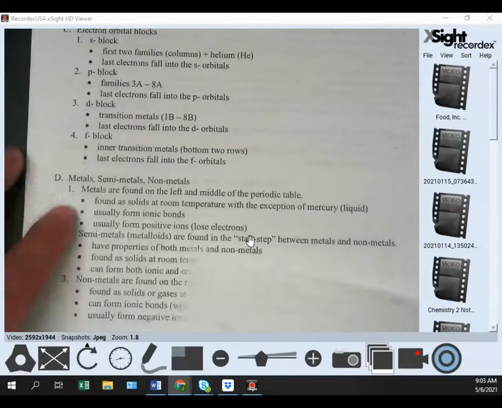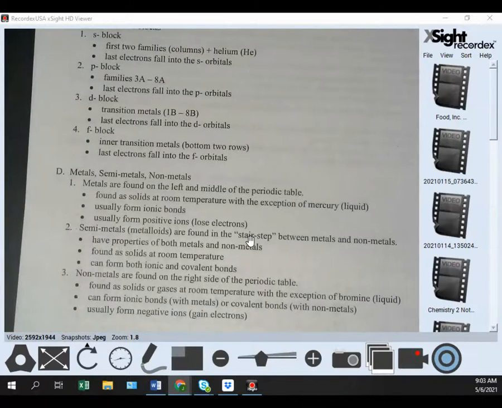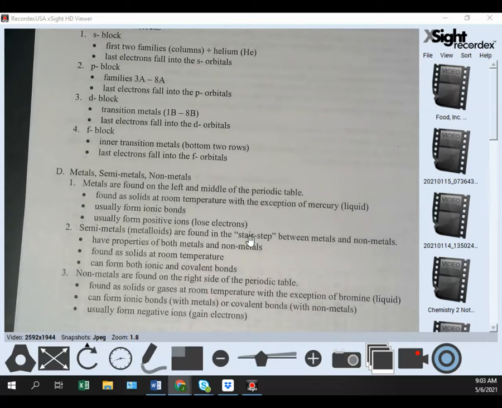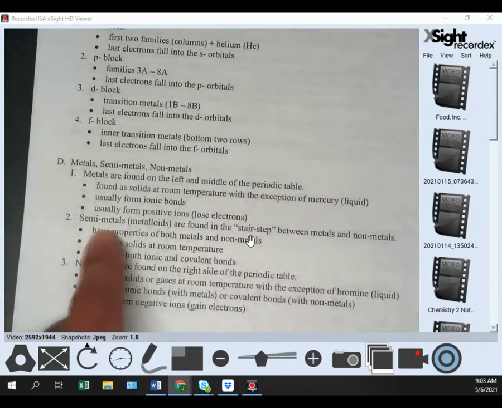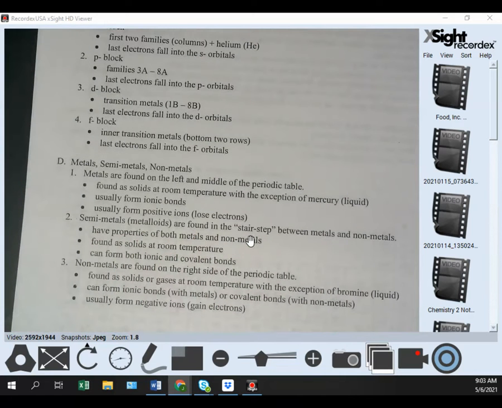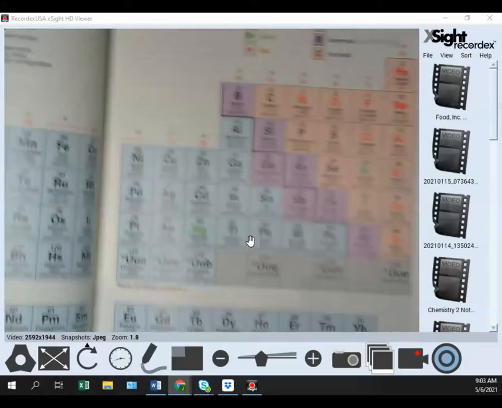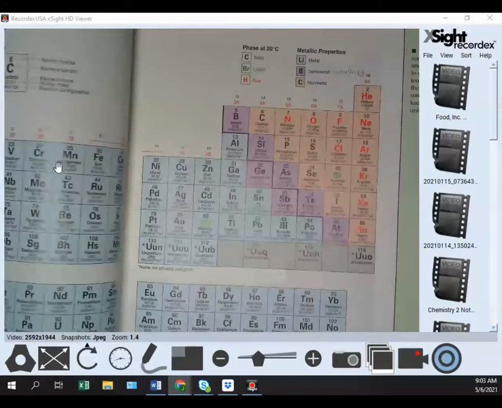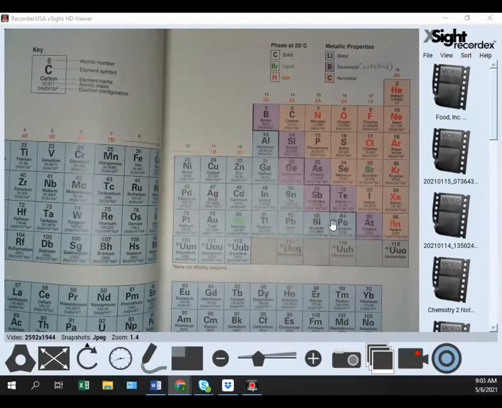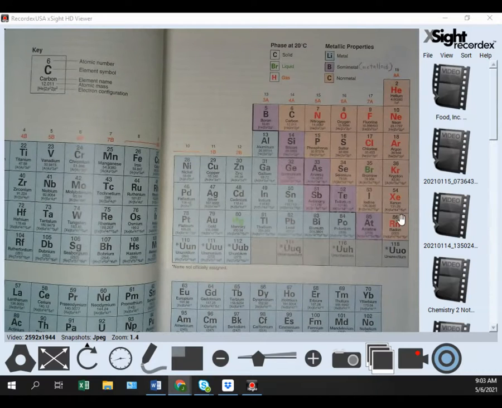Metals, semi-metals, and non-metals. Metals are found on the left and middle of the periodic table. Semi-metals, metalloids, are usually found in the stair step between metals and non-metals. And non-metals can be found on the right side. On the one on the wall, metals are in blue, semi-metals or metalloids are in purple, and pink are the non-metals.